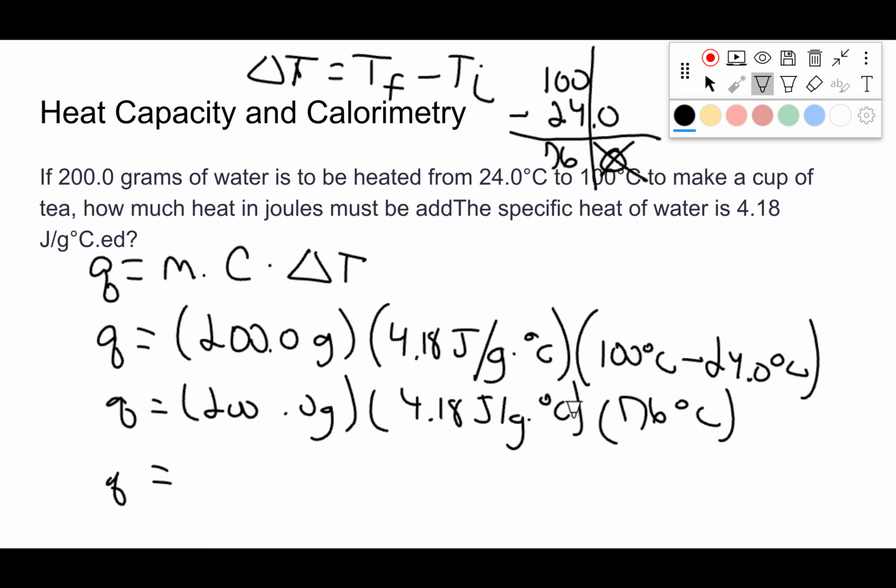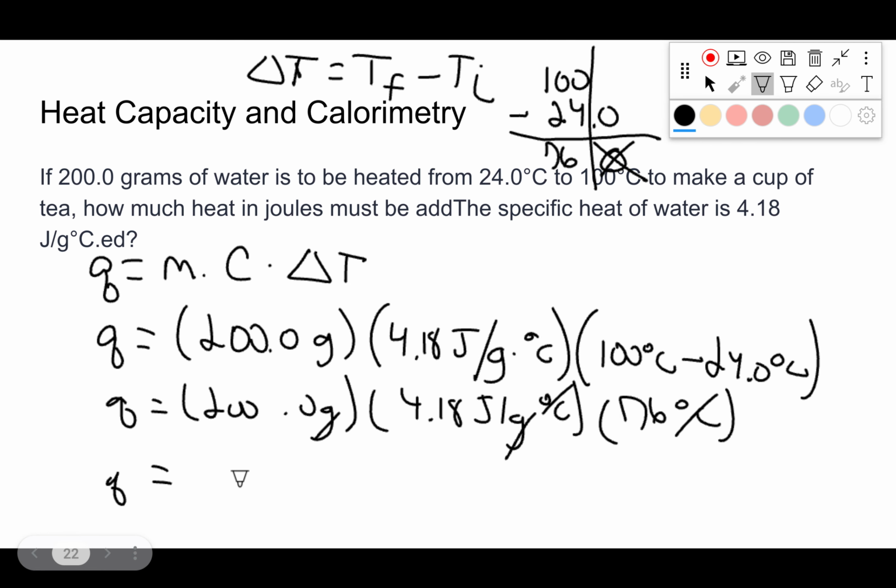Now I'm going to do my math in my calculator. So I'll do 200 times 4.184 times 76. These units will cancel with your unit for specific heat. It's a good way to check yourself to see if you're doing your math right. So I should cancel grams and grams. Celsius and Celsius will cancel. If this was Kelvin, they would still cancel because we are doing change in. And then I am left with my unit of joules, which makes sense because I'm solving for how much heat.